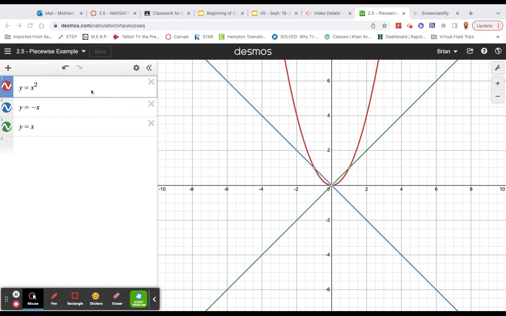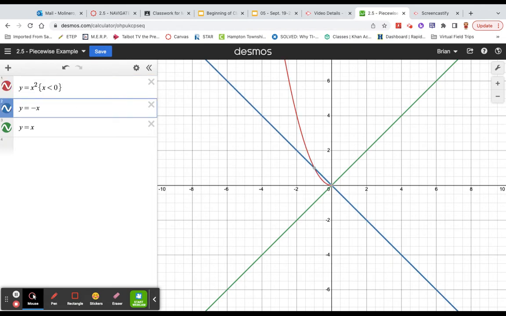Now, creating a piecewise function in Desmos is more of a challenge of typing than anything else. When we want to create a piecewise, we want to make sure we are using set notation. So we open up a brace, and I'm going to restrict the parabola to be x is less than 0. So we're going to say x is less than 0 and close the brace. And you can see that I now only have the half parabola.